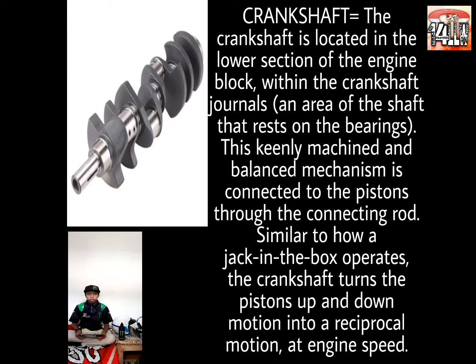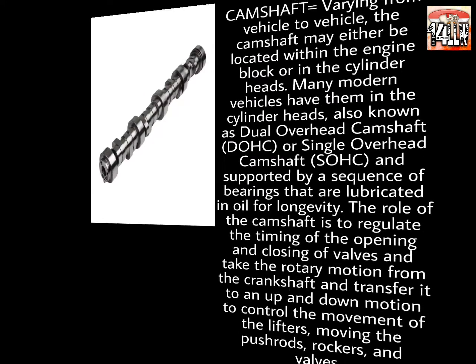Fourth, crankshaft. The crankshaft is located in the lower section of the engine block. Within the crankshaft are journals, an area of the shaft that rests on the bearing. This counterweight and balance mechanism is connected to the piston through the connecting rod, similar to how a jack-in-the-box operates. The crankshaft turns the piston's up and down motion into a rotary motion at engine speed.